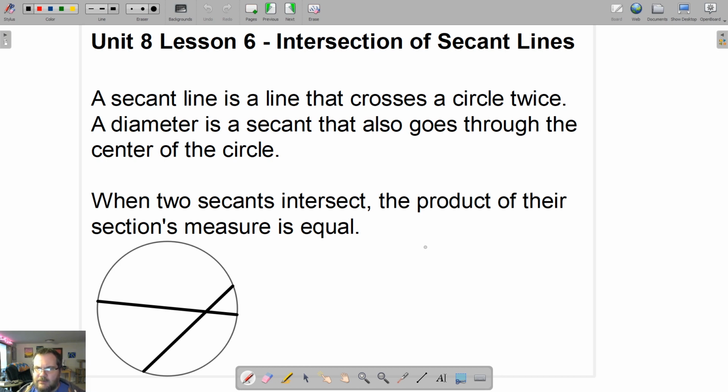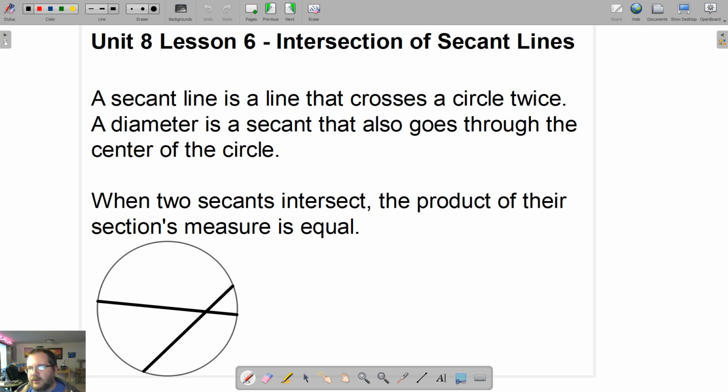So the line that goes on forever, using my little diagram here, is called a secant, but if it stops inside, then it's also called a chord. So a diameter is a secant line or a chord that also goes through the center of the circle. When two secants intersect, the product of their sections measure is equal.